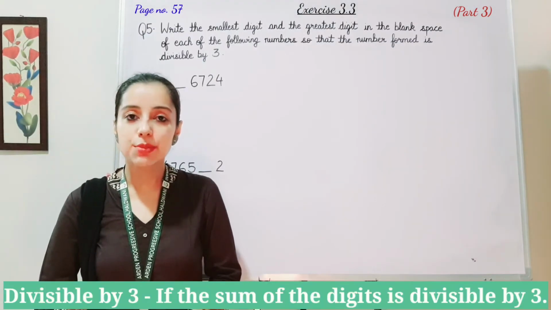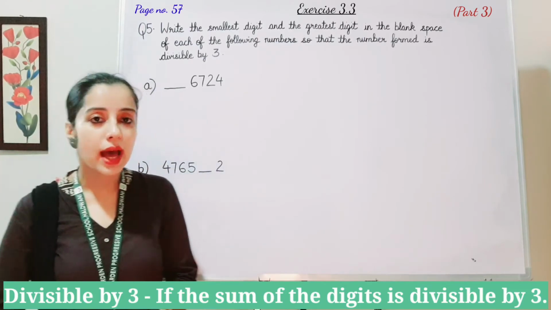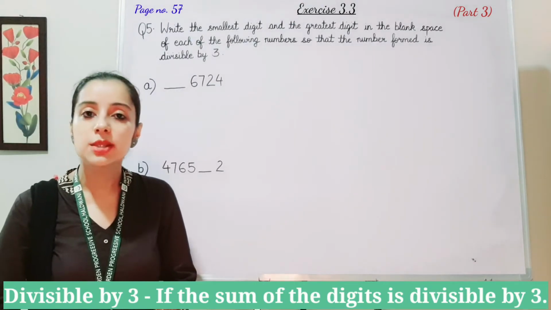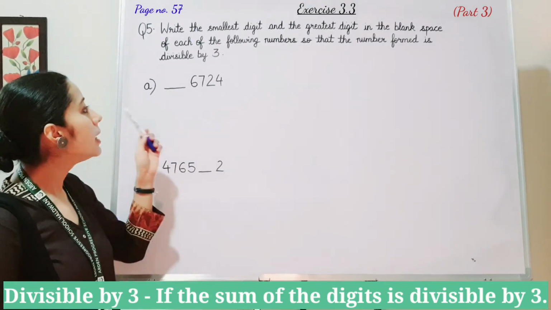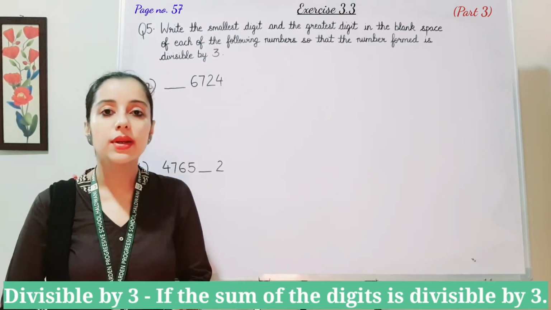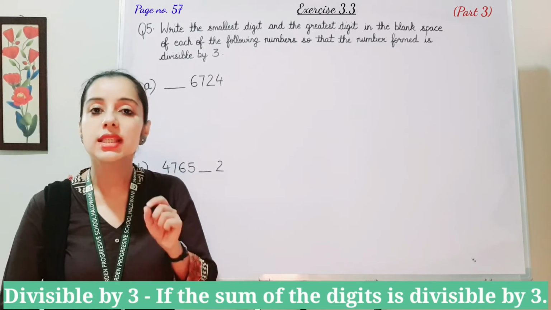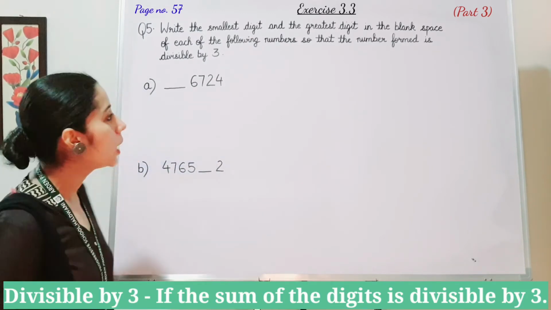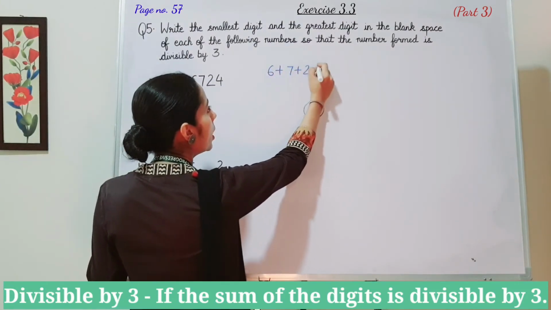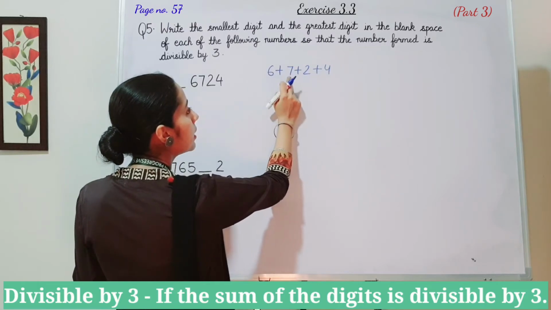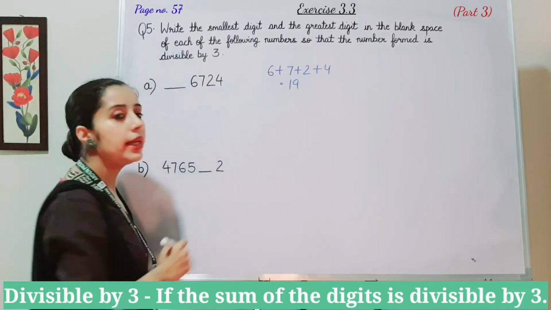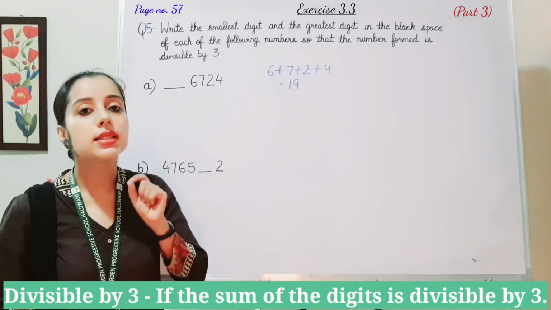Question number 5. Write the smallest digit and greatest digit in the blank of each of the following numbers so that the number formed is divisible by 3. A part, blank 6724. So students, as I told you earlier, how to find out divisibility by 3? You have to find out sum of the given digits. So let us find out the sum here. 6 plus 7 plus 2 plus 4. 6 plus 7, 13. 13 plus 2, 15. 15 plus 4, 19. So is 19 divisible by 3? No, it is not divisible.